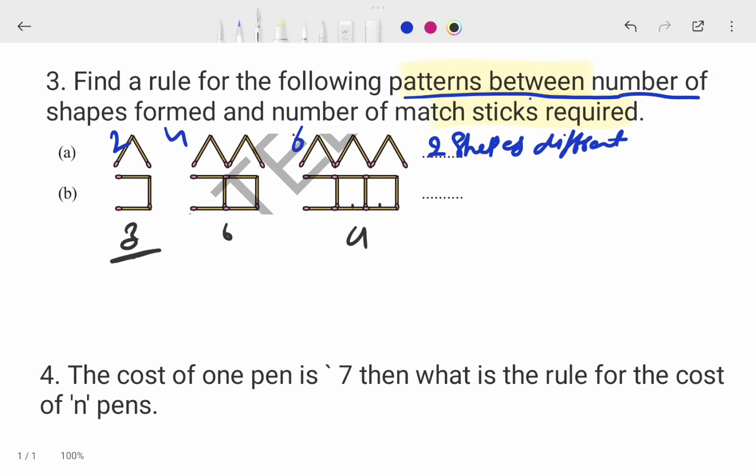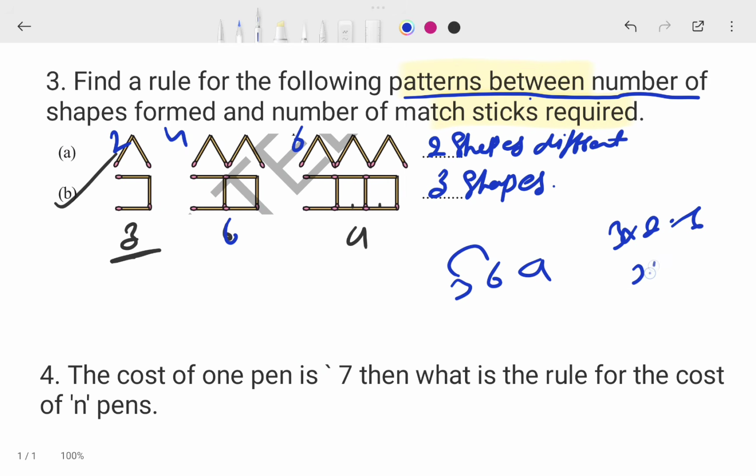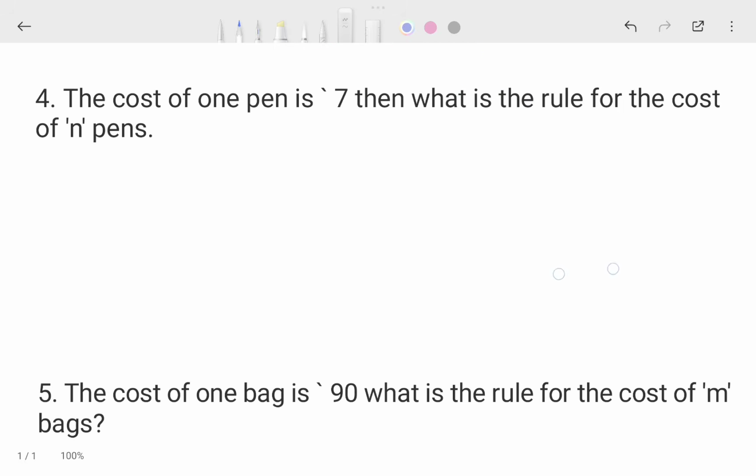So this pattern is following 3 matchsticks per shape. Why? Because this is 3, 6, 9. If you count the 3 table also, 3 1s are 3, 3 2s are 6, 3 3s are 9. Why are 3 2s 6? Because 3 is multiplied by 2, it means 3 plus 3 only. Is it clear? Right. If this is clear to you, then let's talk about the fourth question.